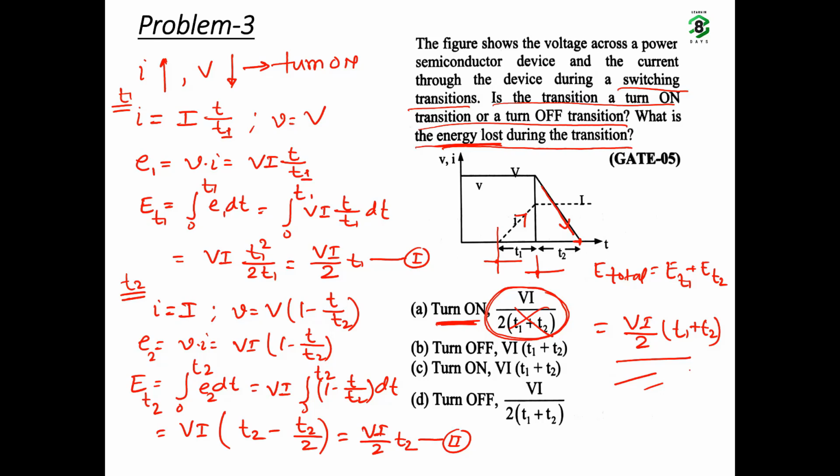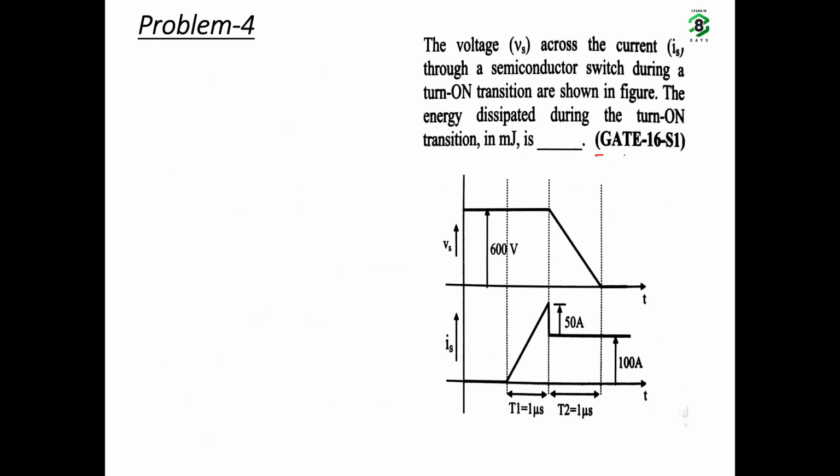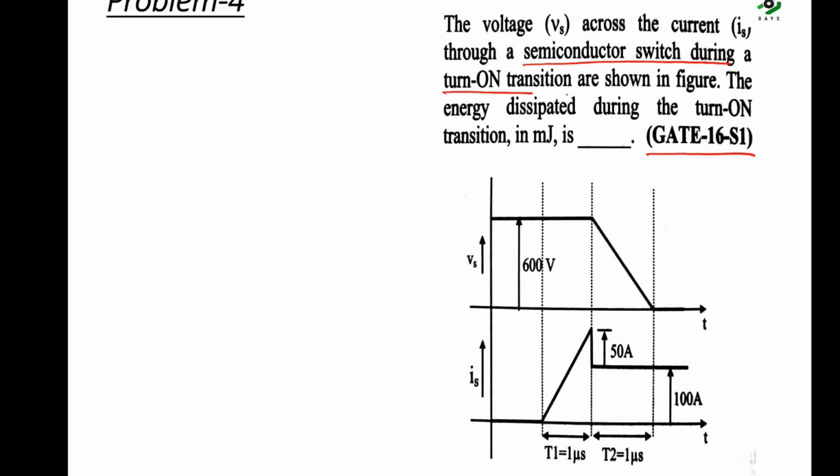Now let us move on to the next question. This question was asked in GATE 2016. What it is asking: the voltage Vs across and the current Is through a semiconductor switch during a turn on transition. It is already given that it is a turn on transition. You have to calculate the energy dissipated during the turn on transition. Here we can see the duration of capital T1 is 1 microsecond, T2 is 1 microsecond, and here no duration is given. However, during this duration the voltage is 0.